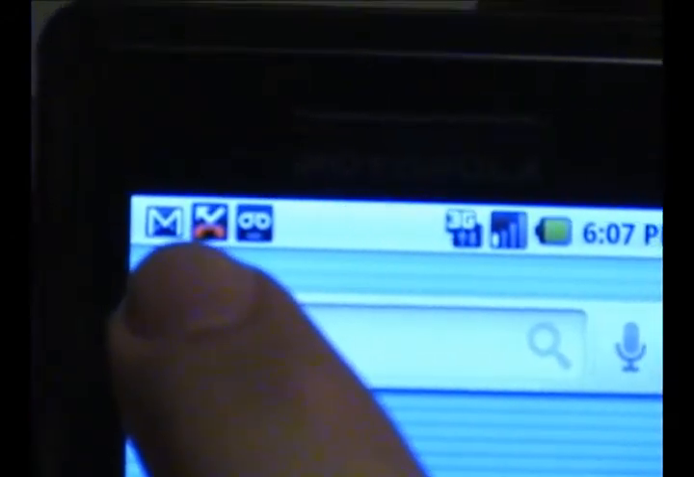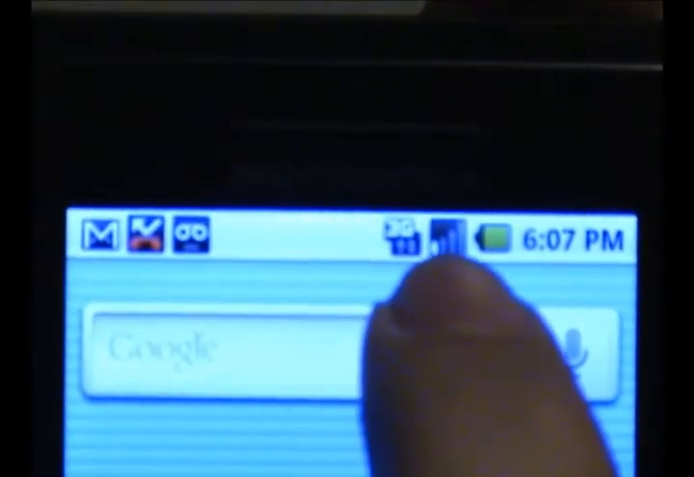Here is the missed call symbol. It's a red phone with an arrow bouncing off of the phone. This symbol here means that you also have a message. And of course over here you have the power indicator, how strong the network is in the area, whether or not the data network, the 3G network, will work, and of course the time.